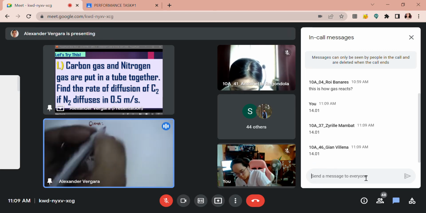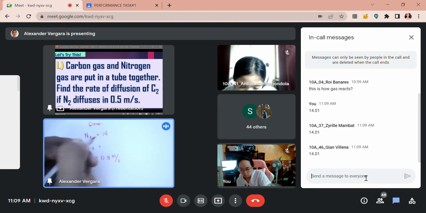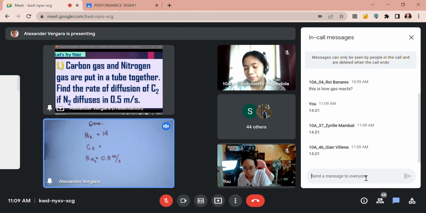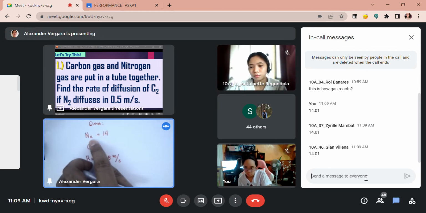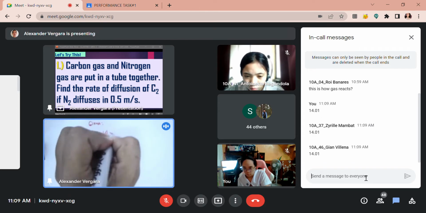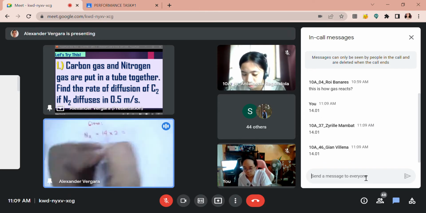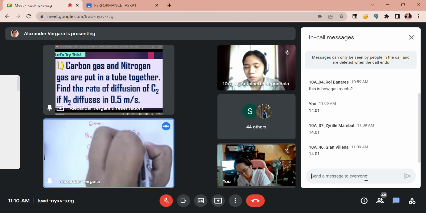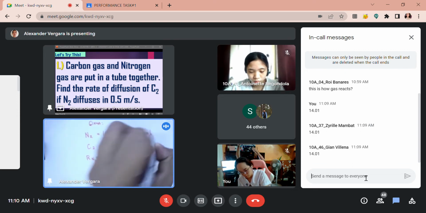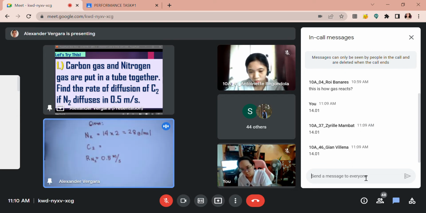Okay, so let's use 14 so that there's no need to have the point something, so that it will be easy for you already. 14 times how many atoms here? Times 2. So it will be 14 times 2, that will be 28 grams per mole. Okay, that will be the unit already.